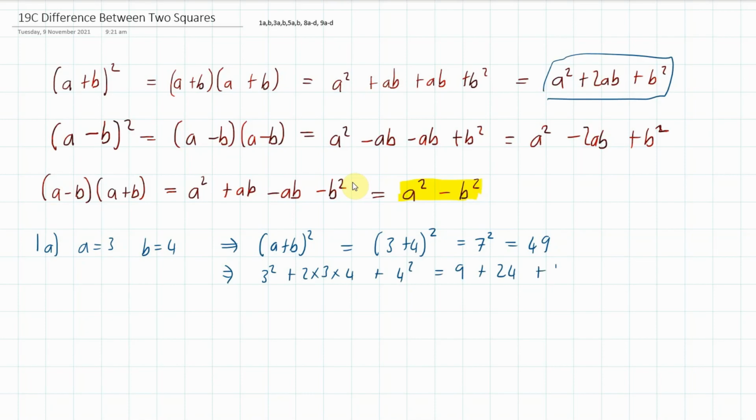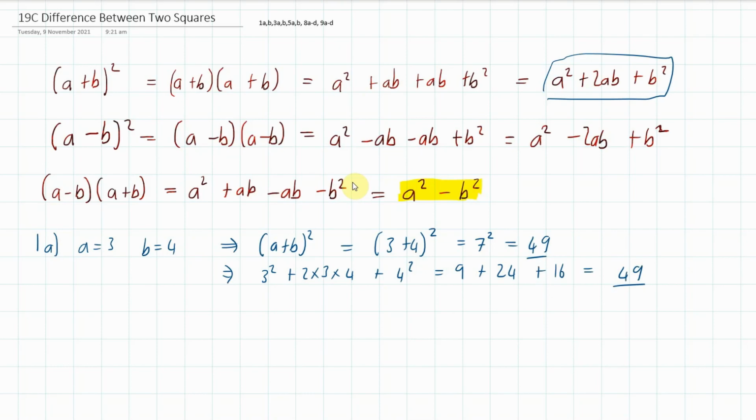Plus 16. And what does that equal? 49. So we've proved that a squared plus 2ab plus b squared is in fact equal to (a plus b) all squared. Now I'm not going to do part b. You can use much the same method for doing that.